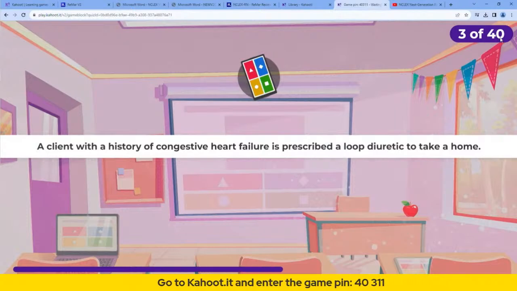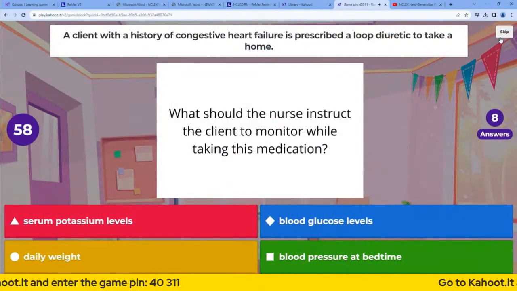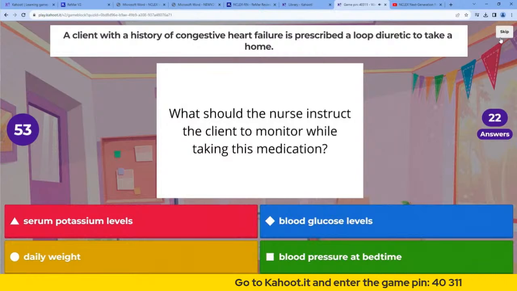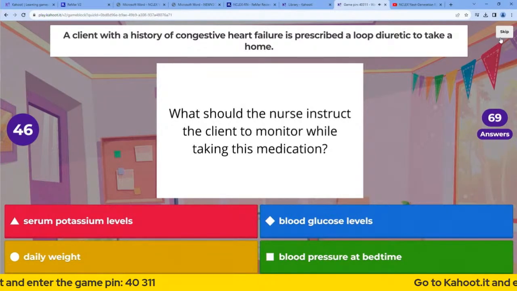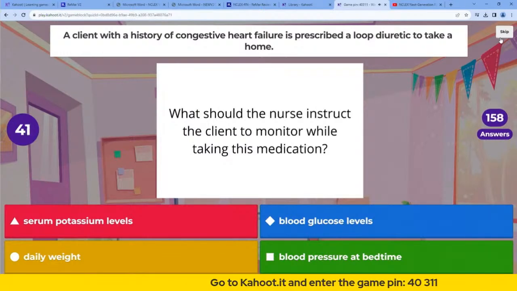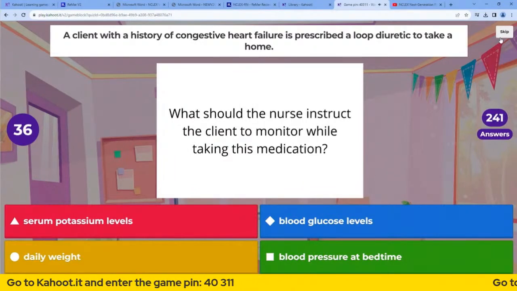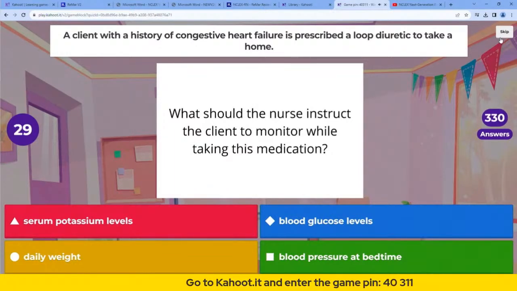A client with a history of congestive heart failure is prescribed a loop diuretic to take at home. What should the nurse instruct the client to monitor while taking this medication? Serum potassium levels, daily weight, blood glucose levels, or blood pressure at bedtime. We are talking about a loop diuretic. The nurse needs to provide education.